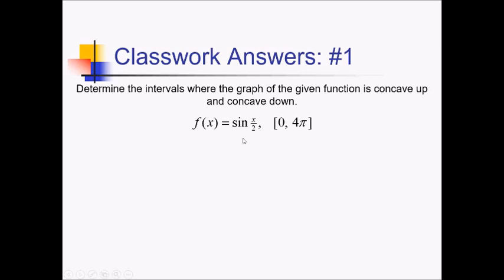First derivative is going to be cosine of x over 2 times a tail of 1/2, so 1/2 cosine of x over 2. And then second derivative, we're going to have negative, and then we're multiplying by another half, so this is going to be negative 1 over 4 sine of x over 2.